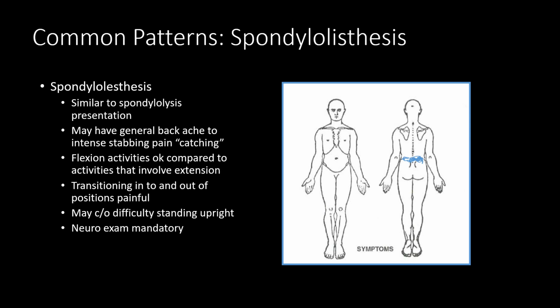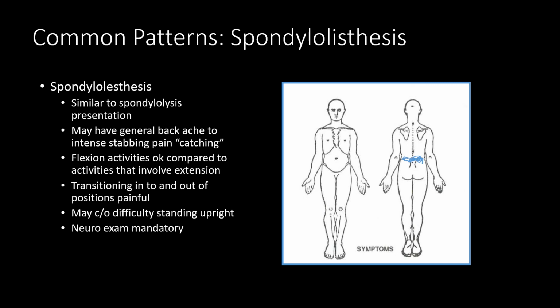Because there sometimes is also a component of degenerative disc disease, transitioning movements, so moving from sit to stand, or sometimes even supine to sit, can be painful, especially if they've been there a while. And then they may have difficulty standing upright, almost like these individuals who have lumbar spinal stenosis. They really want to avoid that end range extension.